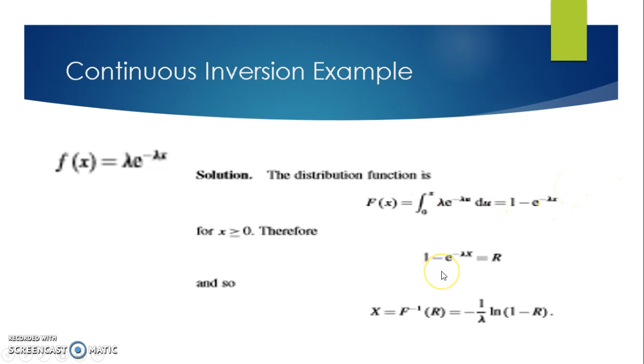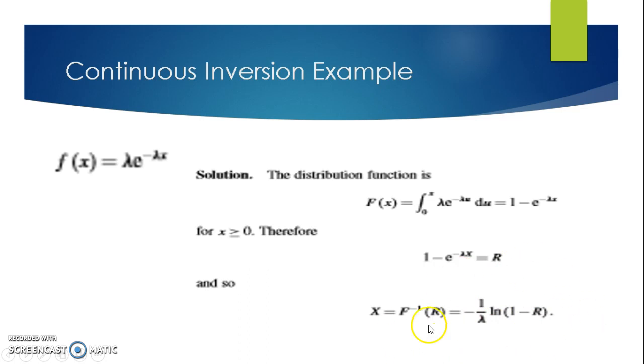Now from this, we're going to do our typical inversion step, which is where we set it equal to a variable, and we solve for the x variable right here, the random variate. So whenever we solve for the random variate, it's going to equal the inverse as it relates to r, and r is a uniform variable. So we get negative 1 over lambda ln of 1 minus r.